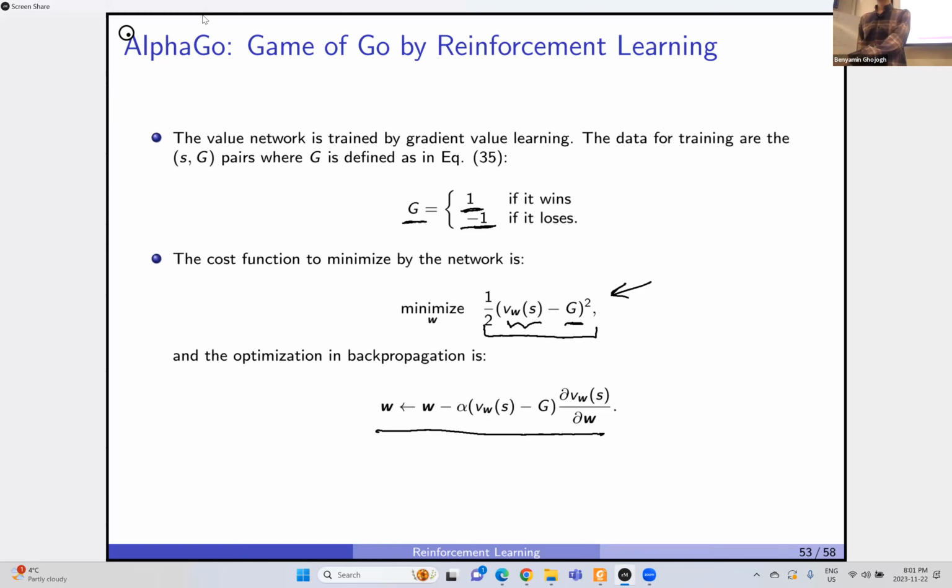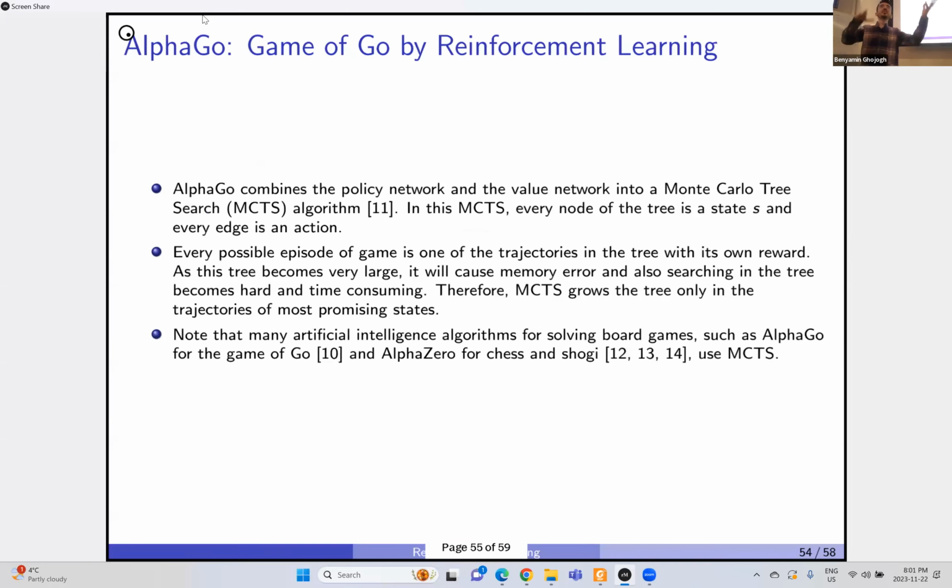For the first network, the policy network, they used supervised learning, then fine-tuned that by policy gradient. The second network was the value network. Then there's a third thing, which we don't go into because it's out of the scope of the course. That's called Monte Carlo tree search, MCTS. There can be a course on it. It's a family of methods. They combine the policy network and the value network into a Monte Carlo tree search, MCTS. Let me tell you briefly what it is.